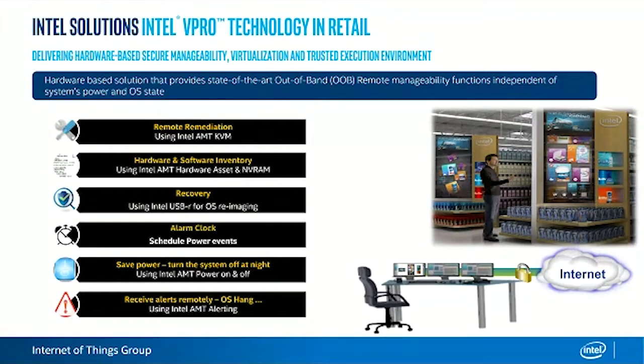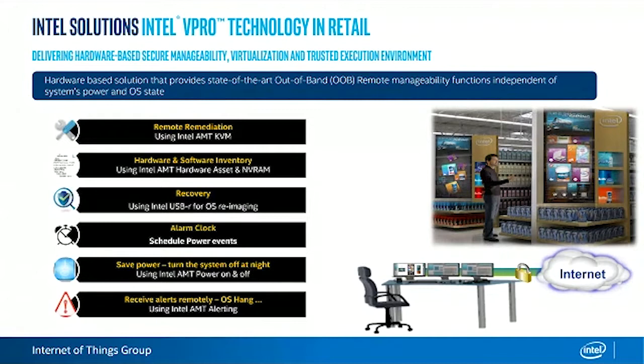And when we mention out-of-band, it applies to any devices where we can perform remote functions independent of the system, power, and OS state. Some of the key features of Intel AMT are out-of-band remote desktop. The first bullet, that's the remote remediation using Intel AMT KVM. KVM stands for Keyboard Video and Mouse Redirection. This is the ability to redirect video output to a remote management console and redirect keyboard input and mouse input from management console to the remote client device to remediate OS or pre-OS environment.